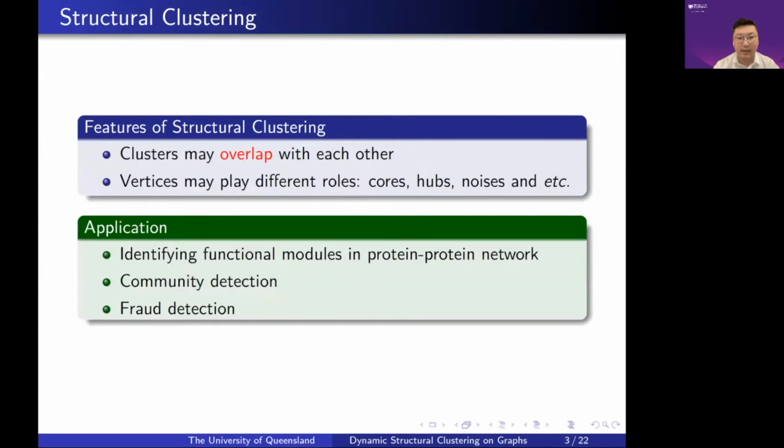In a protein-protein network, structural clustering can be used to identify functional modules. It can also be used to detect communities in social networks. And since some vertices may be noises in the graph, it can also be utilized to detect outliers.